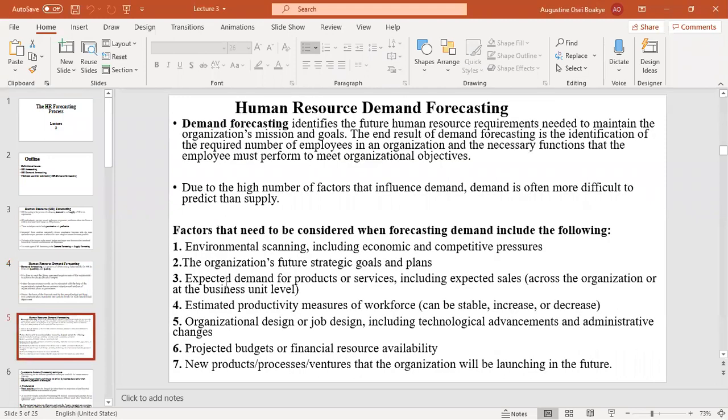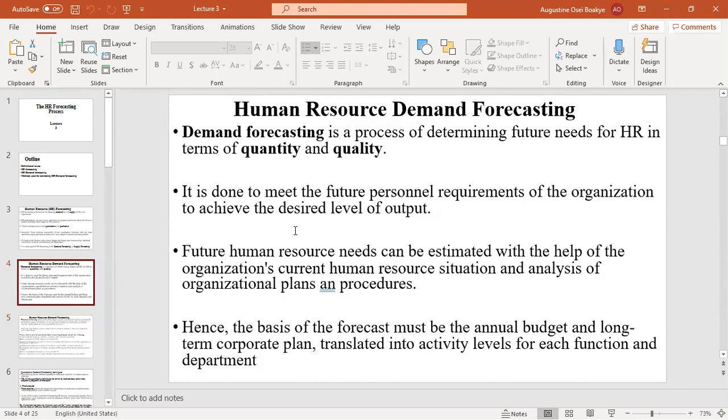All right. Now let's look at some of the factors that need to be considered when you are embarking on demand forecasting. In fact, can some of you try, because indirectly I've mentioned two.